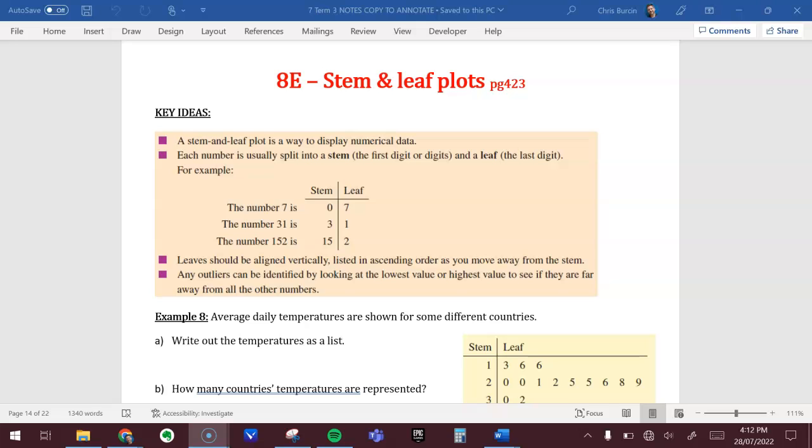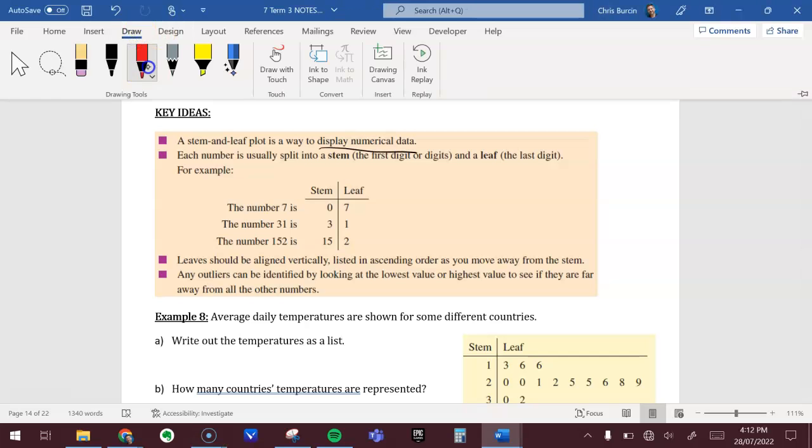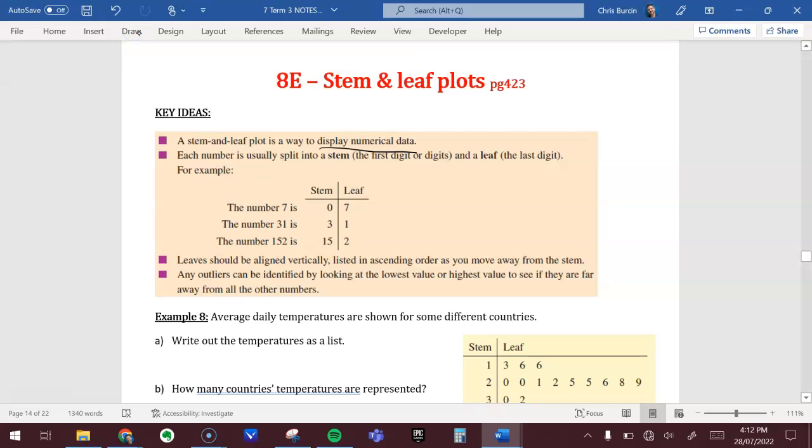Okay, stem and leaf plots may look a little funky, but they're a really useful way to collect and examine data, and display numerical data. So numbers, we're looking at numbers. For example, you split a number into the stem, which is the first digit or more digits, and the leaf, which is the last digit.